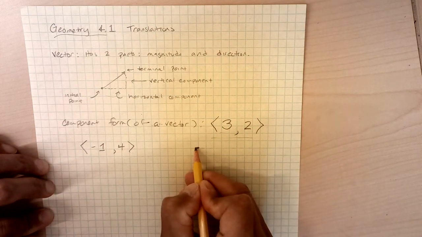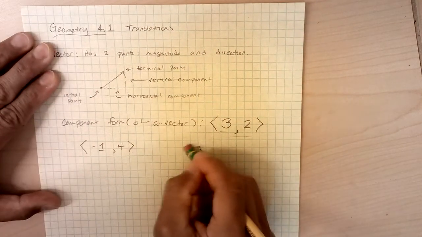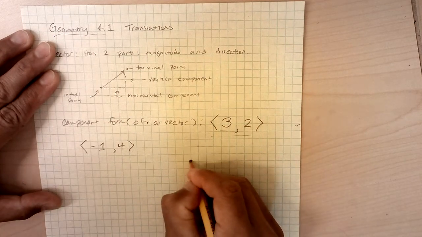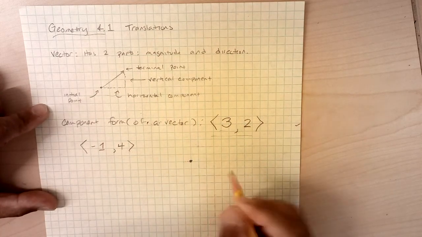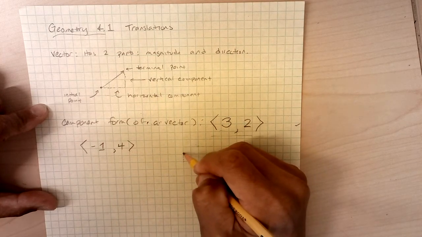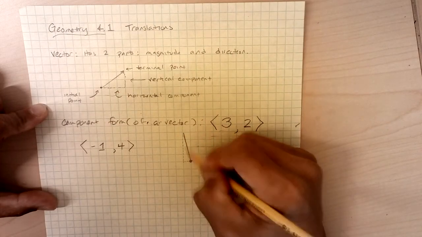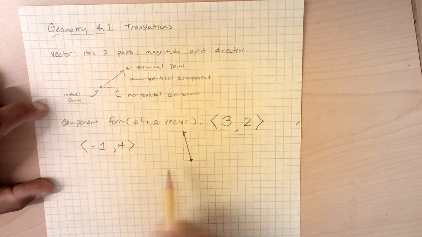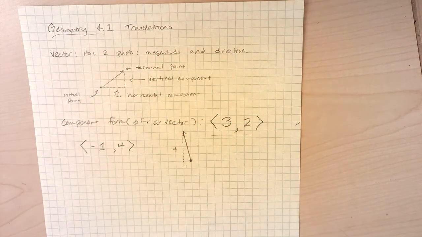So -1 is the horizontal component. So that's 1 to the left, and I should have planned ahead because it's not going to fit well on my paper here. So I'm going to make this my initial point. -1 is 1 unit or 1 space to the left, and then 4 is the vertical component. That's 4 units up. So then the vector would look like this, where the terminal point is right here. So here's the horizontal component, -1. Vertical component is +4. That's the basics of vectors.